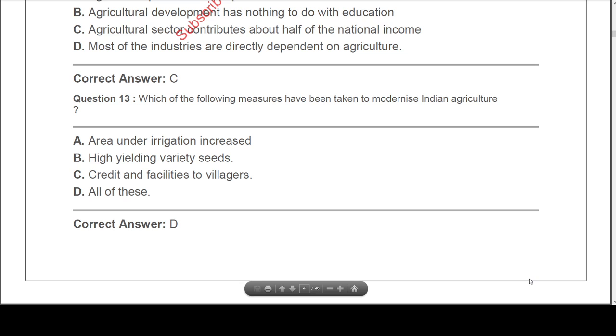Which of the following measures have been taken to modernize Indian agriculture? Development of irrigation, that is area under irrigation has also increased. High yielding variety seeds are also being cultivated. Credit and facilities to the villages have also been increasing. So the answer for this is all of the above, option D.